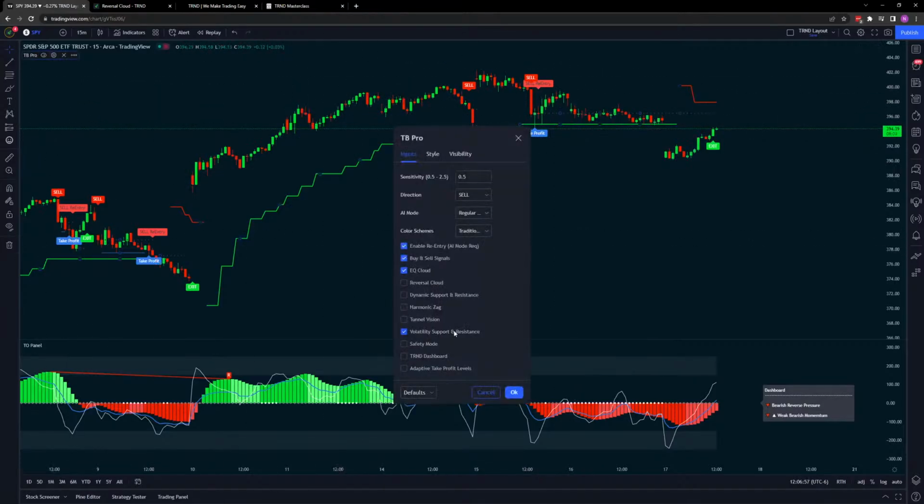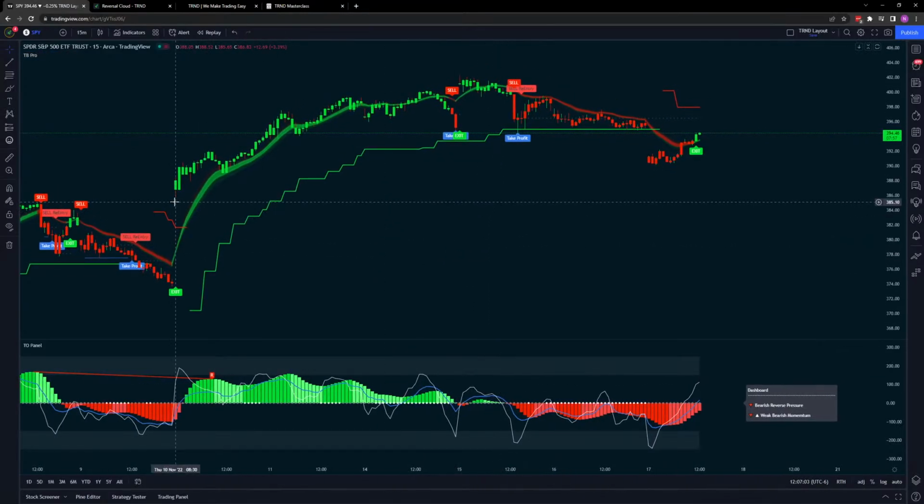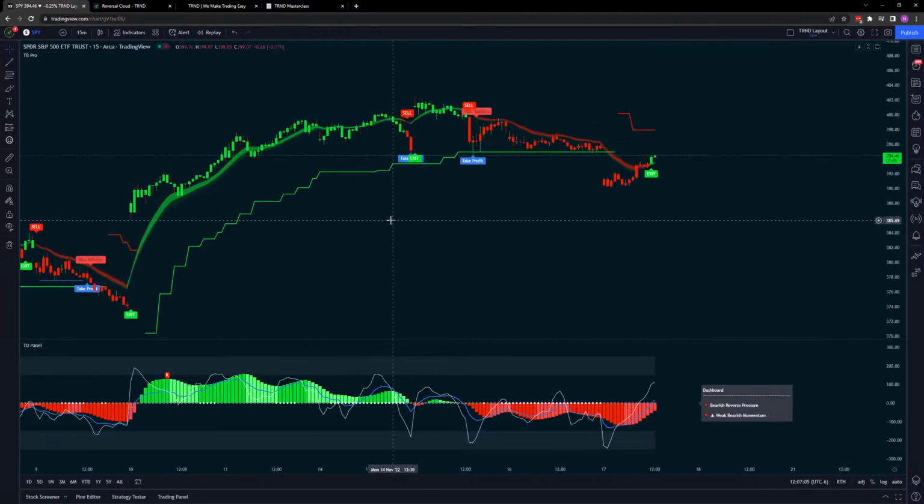Next, we have our EQ cloud. The EQ cloud is going to help you identify the overall momentum of the current ticker. Here we can see for SPY, we are currently very low momentum, weak momentum. We can see that identified by the candlesticks being in between the cloud. The cloud is sideways, and that shows sideways consolidation, a ranging or choppy market, however you want to view it.